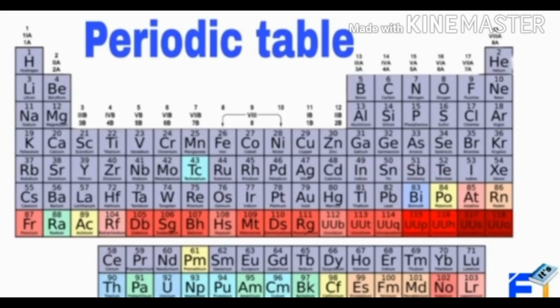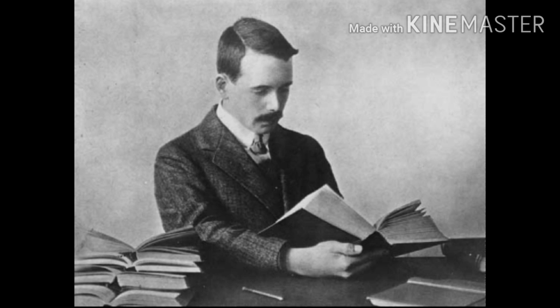After 2014, now we are in 2021, the number of elements prescribed in the periodic table is 118 elements. This modern periodic table was discovered by Henry Moseley between 1887 and 1915.